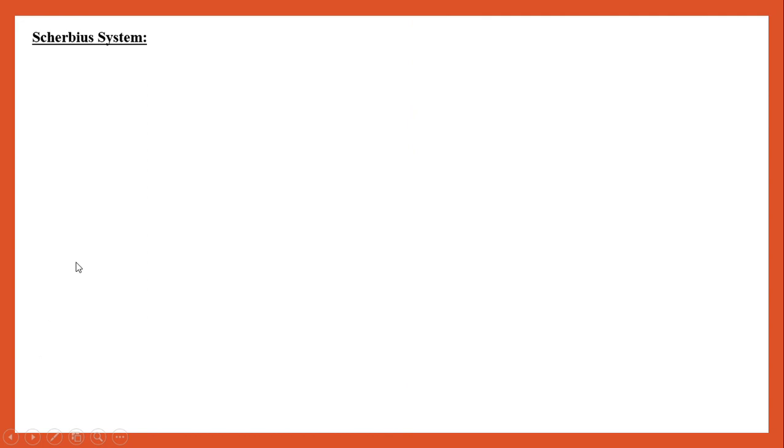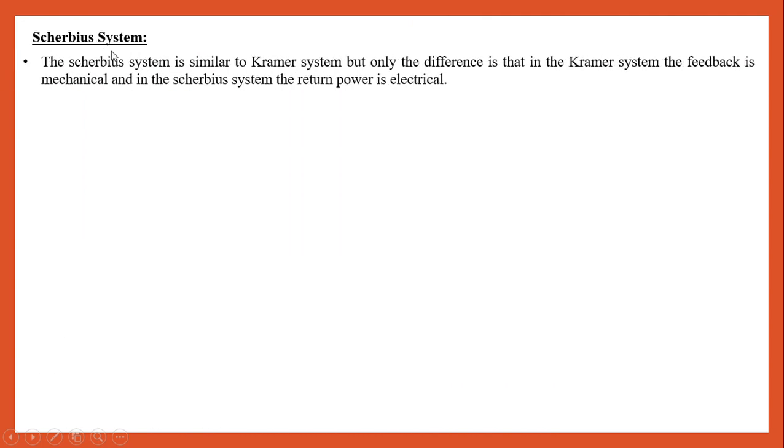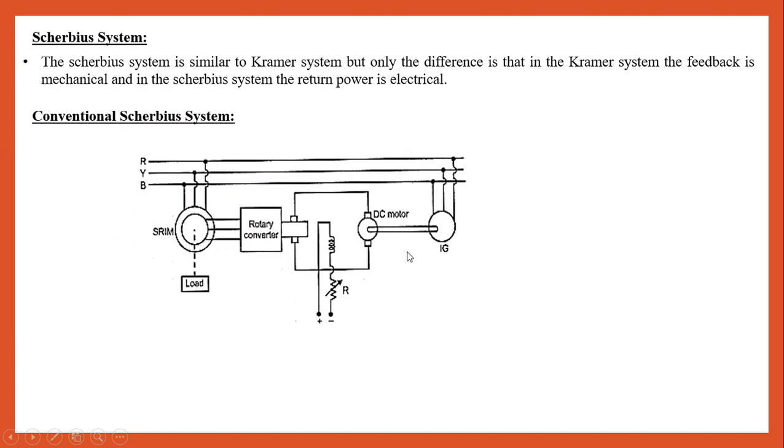Now the Scherbius system. The Scherbius system is similar to the Kramer system, but the only difference is that in the Kramer system the feedback is mechanical, and in the Scherbius system the return power is electrical. Look at the diagram of the conventional Scherbius system.